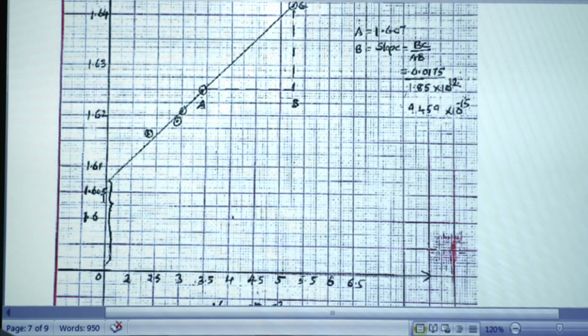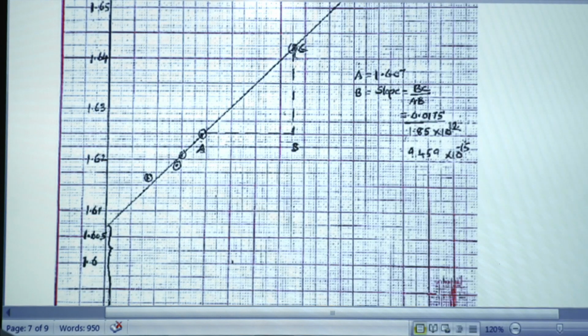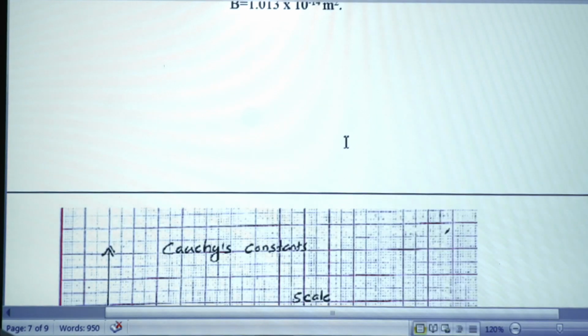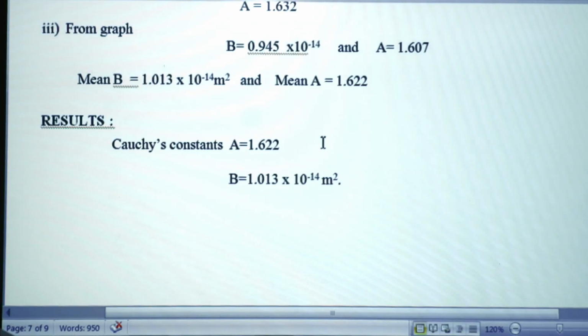Here we have the y-intercept, that is 1.605, which is the A value. Then the slope of the graph, that is BC divided by AB, is calculated, and we obtain 0.945 into 10 to the power of minus 14. So that is also calculated. Then we take the mean of these, that is the constants A and B. A is 1.622 and B is 1.013 into 10 to the power of minus 14.